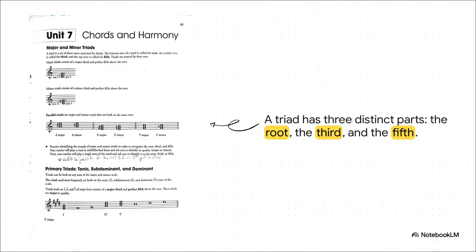So, every single triad has these 3 specific parts. Think of it like a little building. The bottom note, that's the root. It's the foundation, the anchor. It's what gives the chord its name. Then, stacked right on top of that is the third. And on top of that is the fifth. Root, third, fifth. Simple, right? That's the formula. It's the DNA for everything else we're going to talk about.